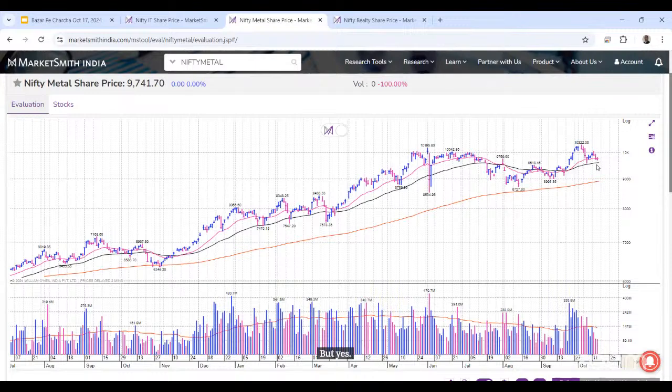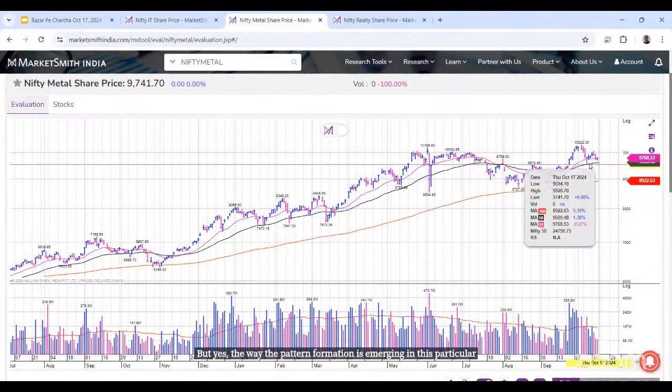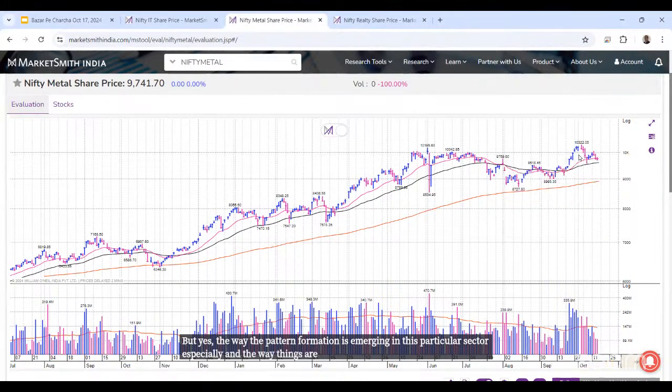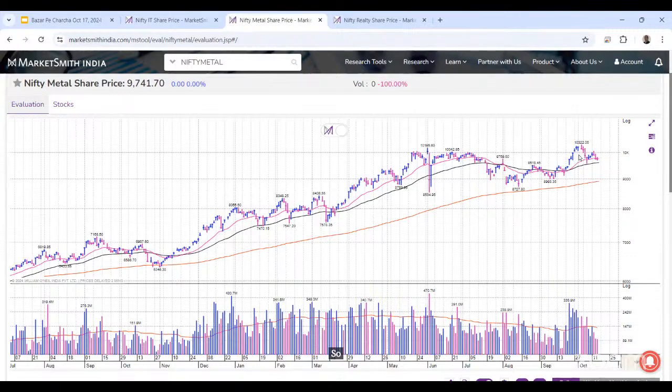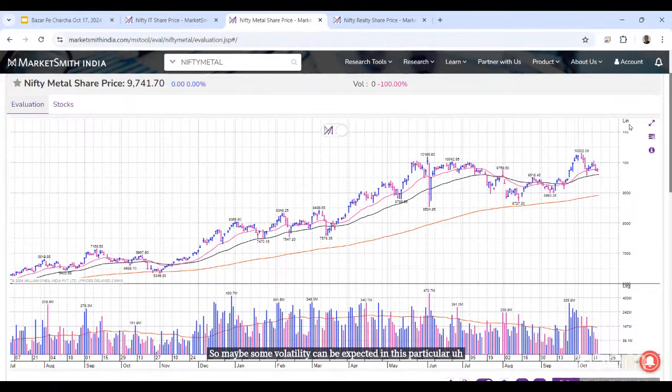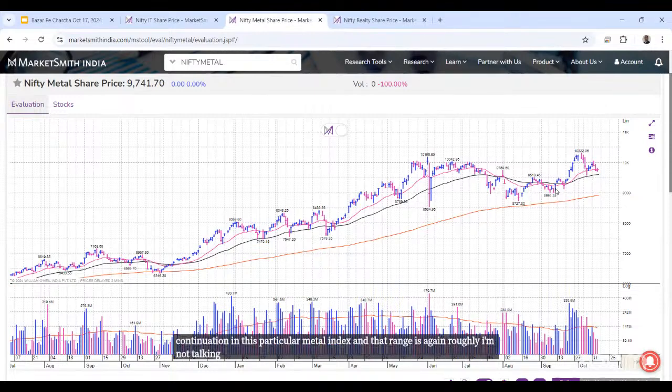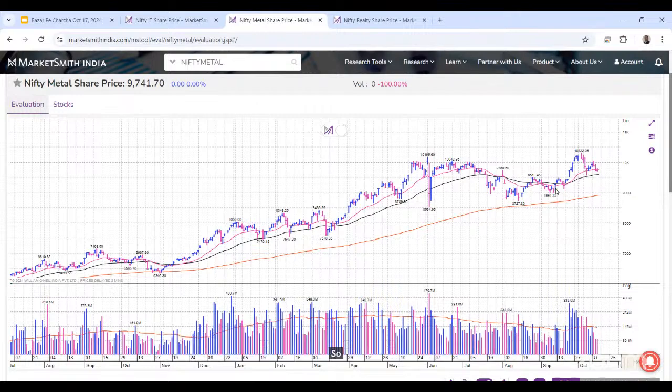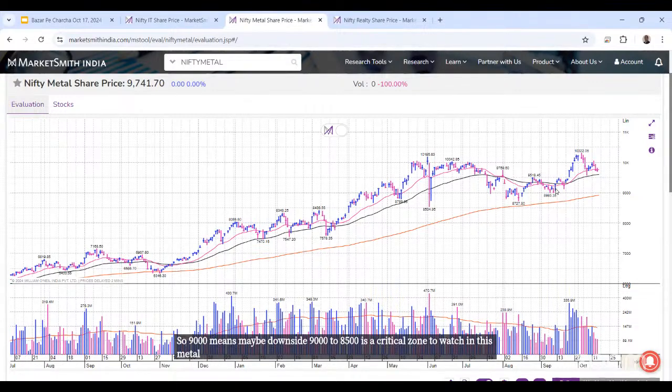But yes, the way the pattern formation is emerging in this particular sector, and the way things are improving from the global market or the domestic market, especially in this metal space, maybe some volatility can be expected in this sector also. And I'm expecting the broader sideways zone to continue in this metal index. I'm not talking about 200 or 300 points here and there. So maybe this broader range will roughly remain 9,000 to 10,000. Downside, 9,000 to 8,500 is a critical zone to watch, and in upside, 10,000 to 10,500 may be visible.